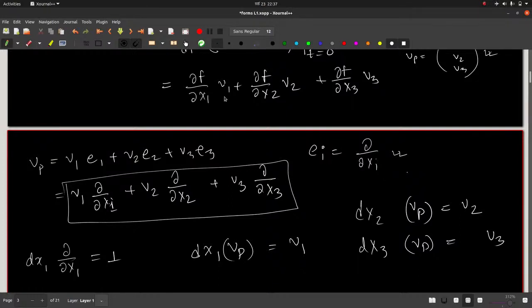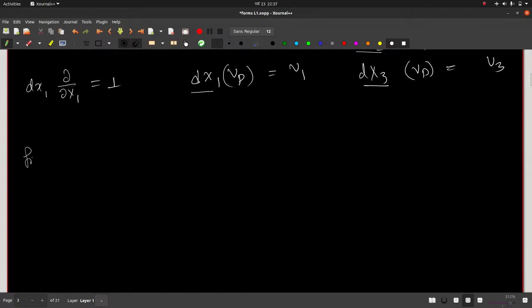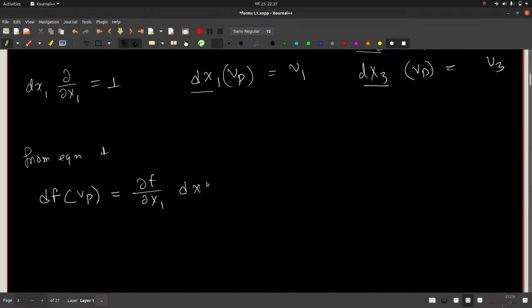So instead of this v1, v2 and v3, I can now substitute these fellas. So let's try to do that. Let's call this equation 1. From equation 1 we can write this as ∂f/∂x1, and v1 can be written as dx1 of vp, then ∂f/∂x2 times v2 can be written as dx2 of vp.